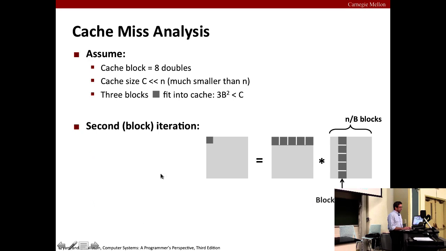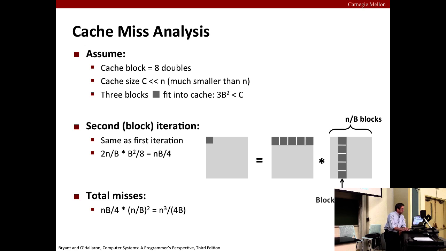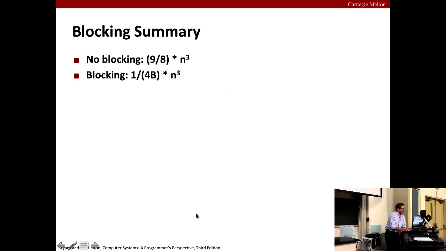And the second iteration has the same miss rate. So the total number of misses is the number of misses for each iteration times the number of elements in C that we're updating, which is (n over b) squared. So that all works out to n cubed divided by 4b. So in our first case with no blocking, although the number of misses is asymptotically the same, there's this big difference in the constant factor.